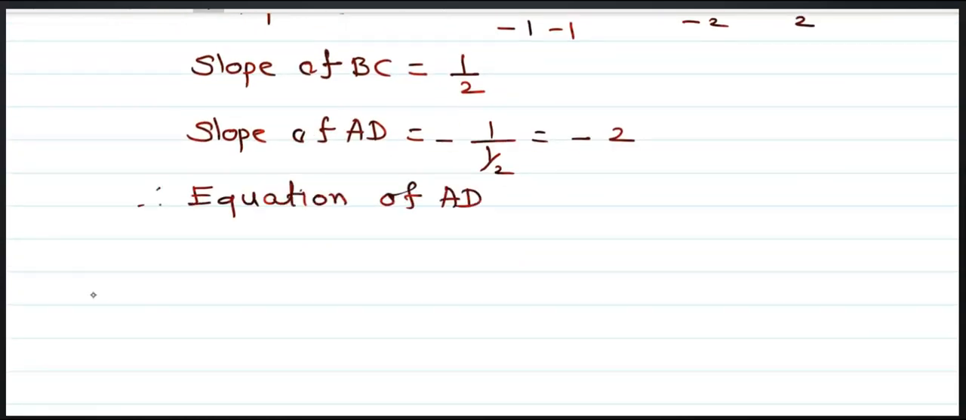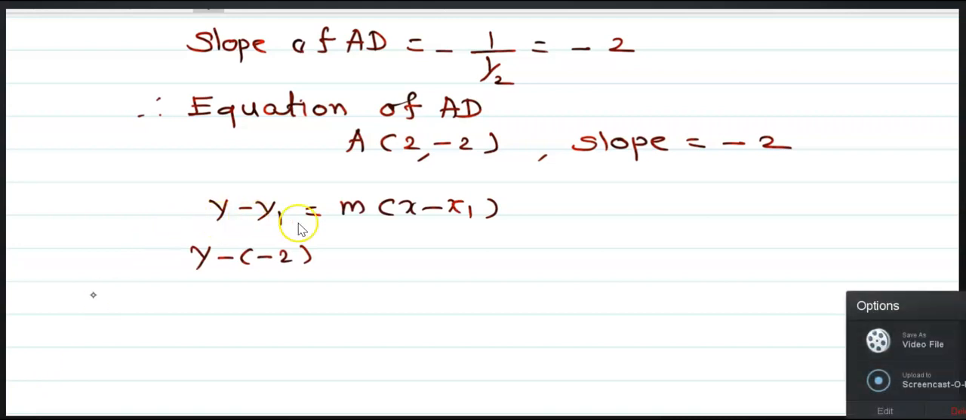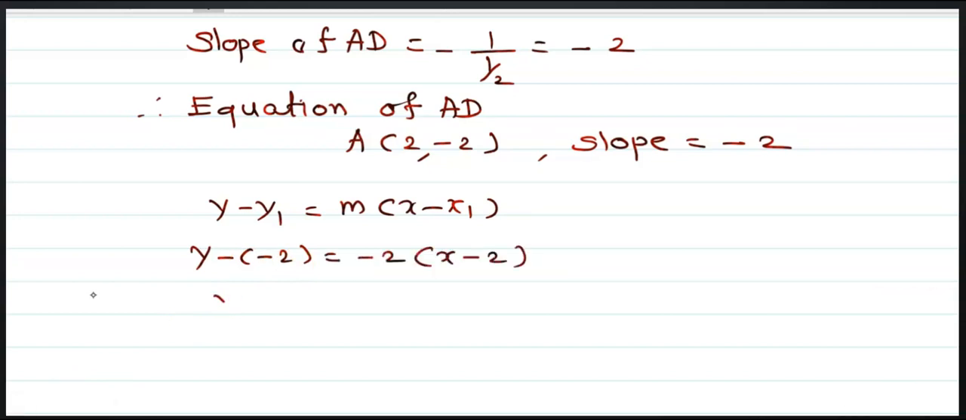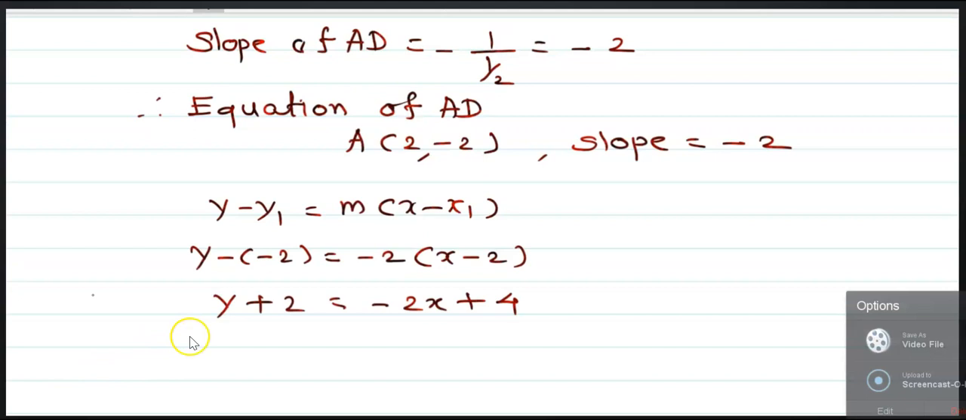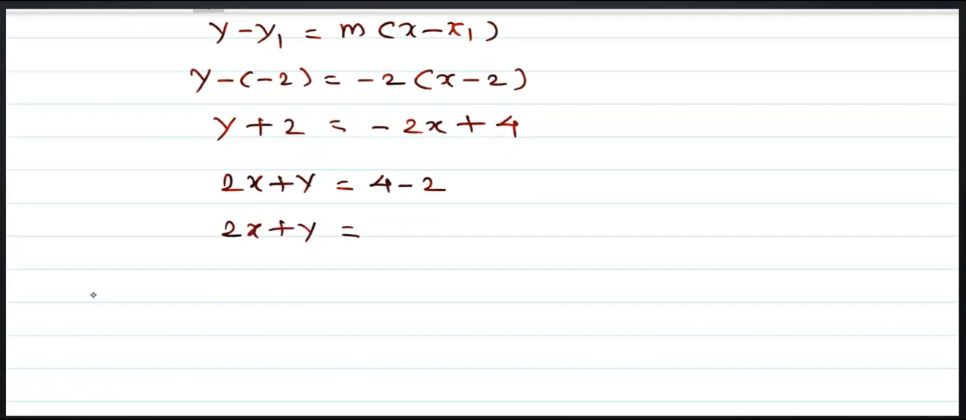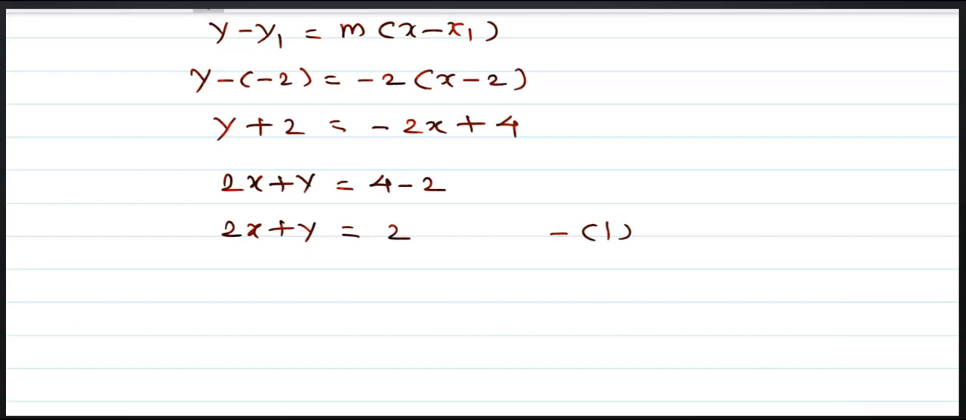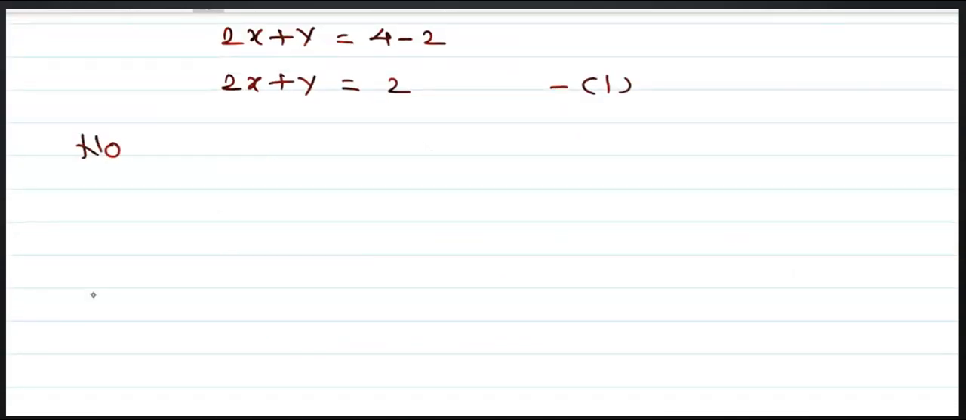Equation of AD: the point A is (2, minus 2), the slope is minus 2, and its equation is y minus y1 equals m times (x minus x1), that is y minus (minus 2) equals minus 2 times (x minus 2). Minus minus becomes plus, so y plus 2 equals minus 2x plus 4. Therefore 2x plus y equals 2. This is the first equation of the altitude. Now the second equation.